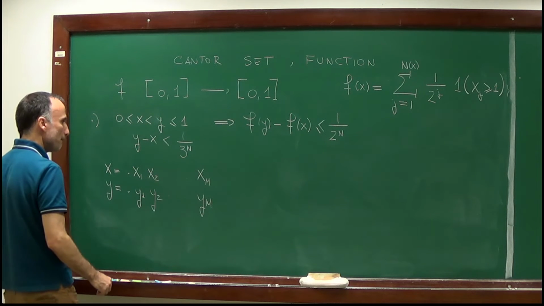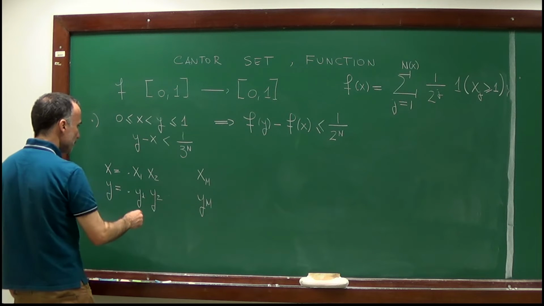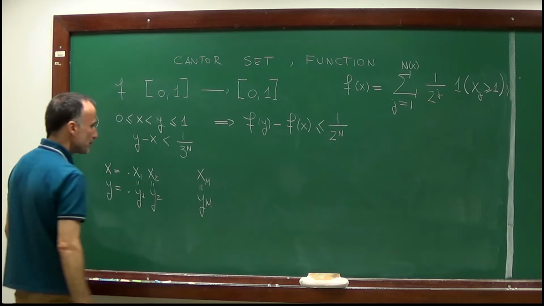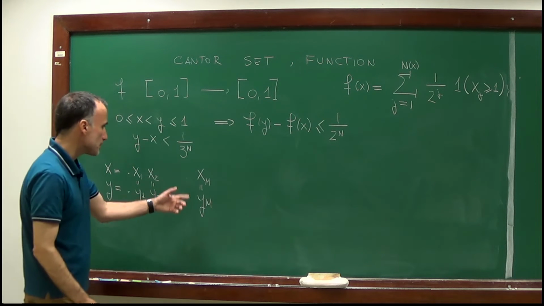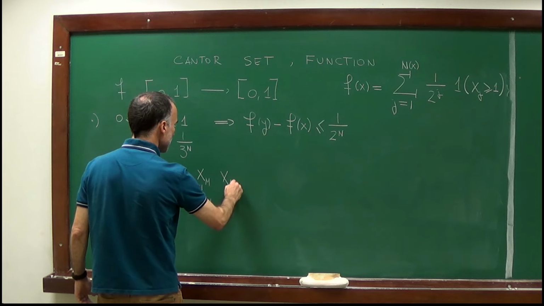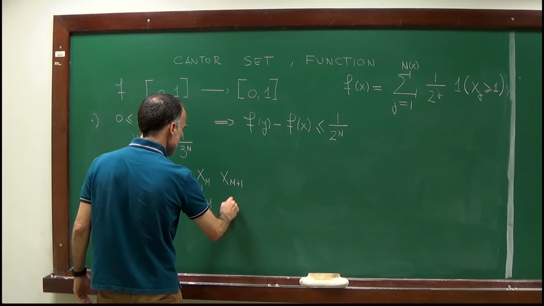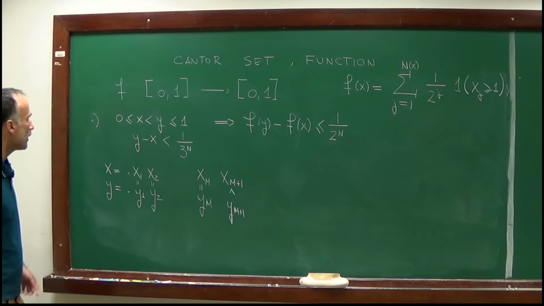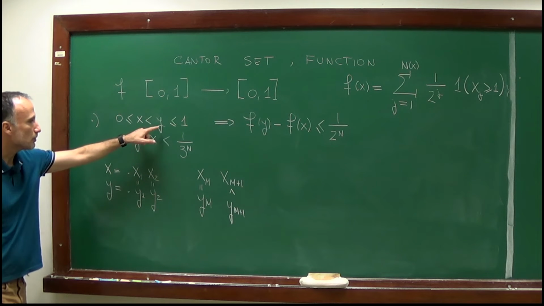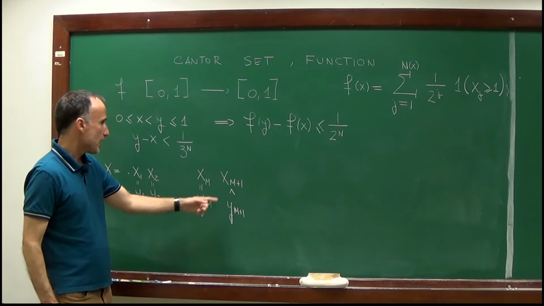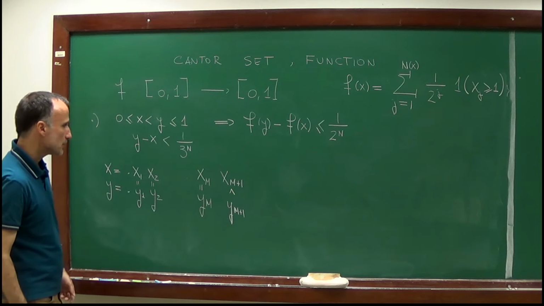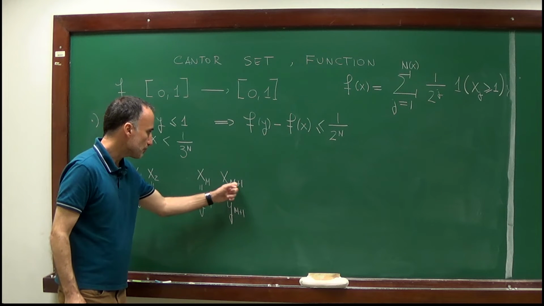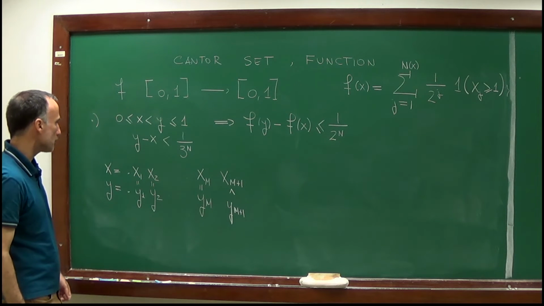Let's assume that x1 is equal to y1, x2 equal to y2, xm equal to ym, and that x_{m+1} is smaller than y_{m+1}. Here again I'm assuming that x is smaller than y. So m plus 1 will be the first index for which they are different. And we have seen that in this case we need x_{m+1} to be smaller than y_{m+1}.